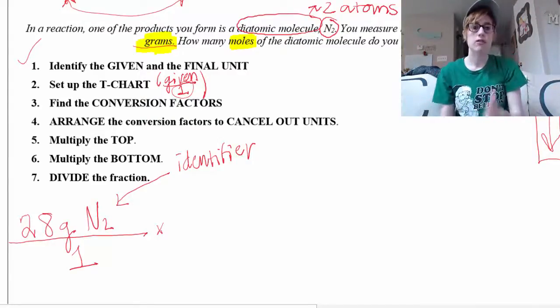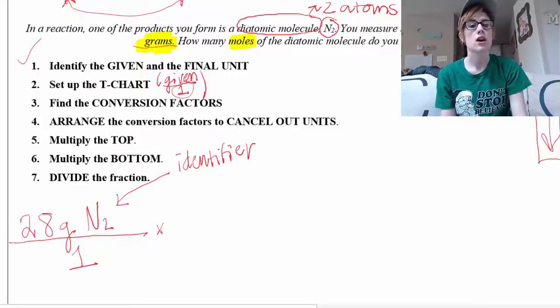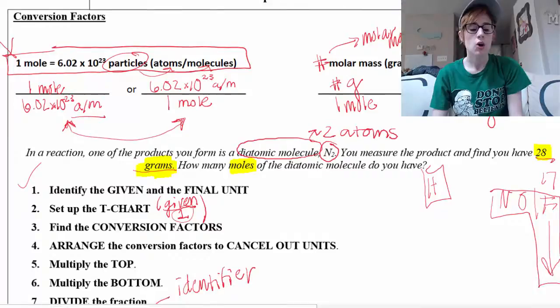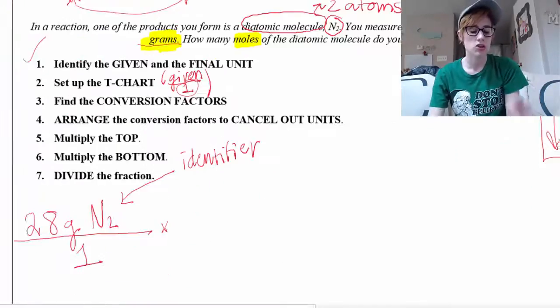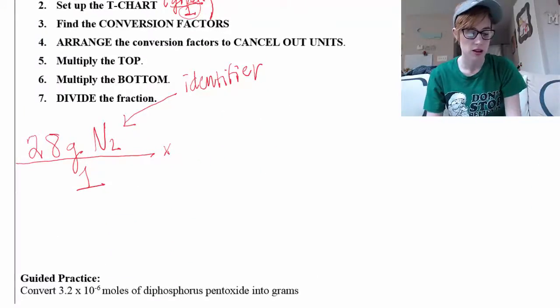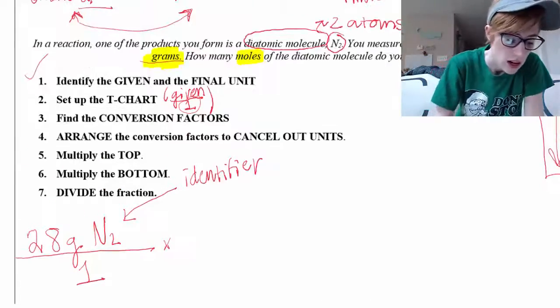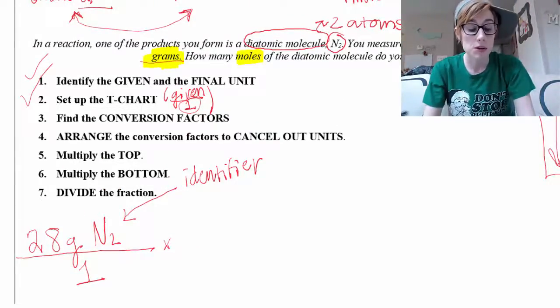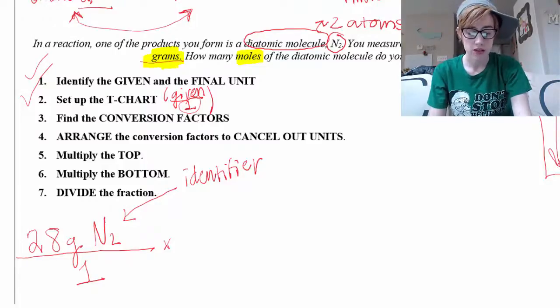Then I'm going to put my multiplication sign. I'm going to add my conversion factors. Your conversion factors, remember I said you can set up your conversion factors as fractions from up at the top? Well, we're going to find which fraction we need, and we're just going to plug it in right after our given. Okay, so we've done number 1, we've done number 2. Give yourself a little pat on the back. Congratulations. Okay, number 3 asks us to find the conversion factors.